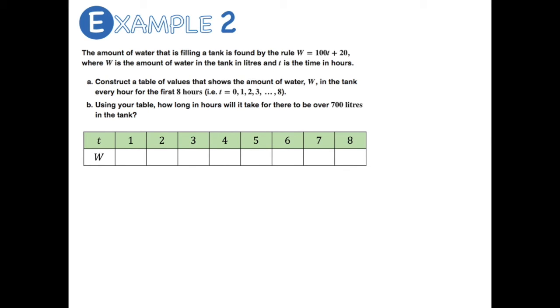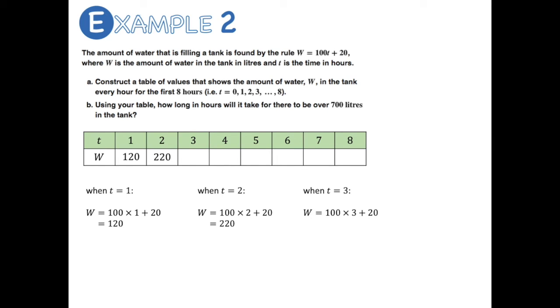To complete my table, I need to substitute my T values into the formula from the question. When T is equal to 1, W is going to equal 100 times 1 plus 20, which equals 120. When T is equal to 2, W is going to equal 100 times 2 plus 20, which is 220. When T is equal to 3, W is going to equal 100 times 3 plus 20, which is 320.